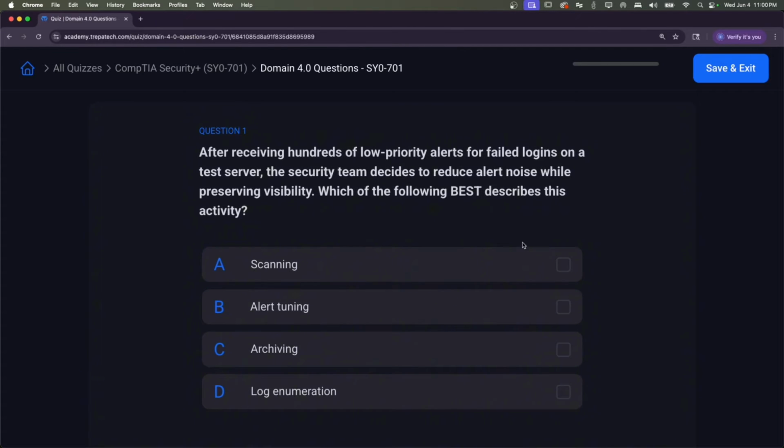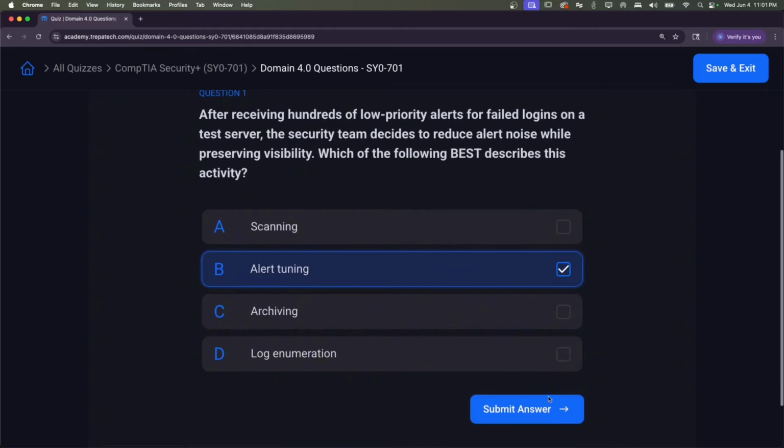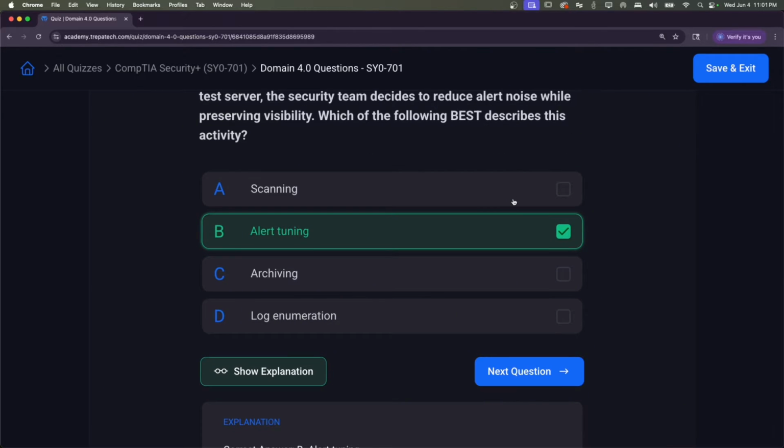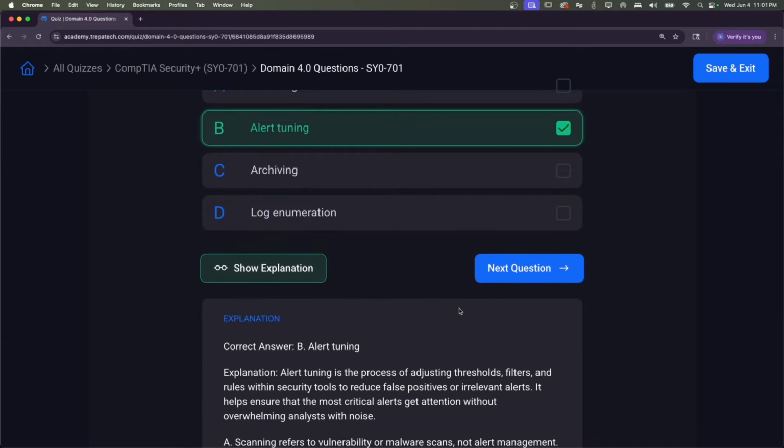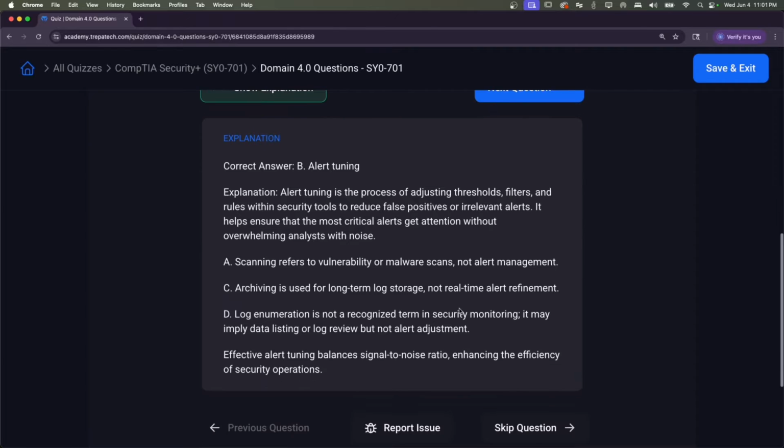After receiving hundreds of low priority alerts for failed logins on a test server, the security team decides to reduce alert noise while preserving visibility. Which of the following best describes this activity? That is going to be B, alert tuning. So essentially, we just want to make sure that our alerts are coming in how we want them and properly. And we didn't want any alert noise. So we're saying, hey, we're getting too much on these low priority alerts that are not severe enough for us to call in a technician, whatever the case may be. So when we're changing that up, we call that alert tuning.